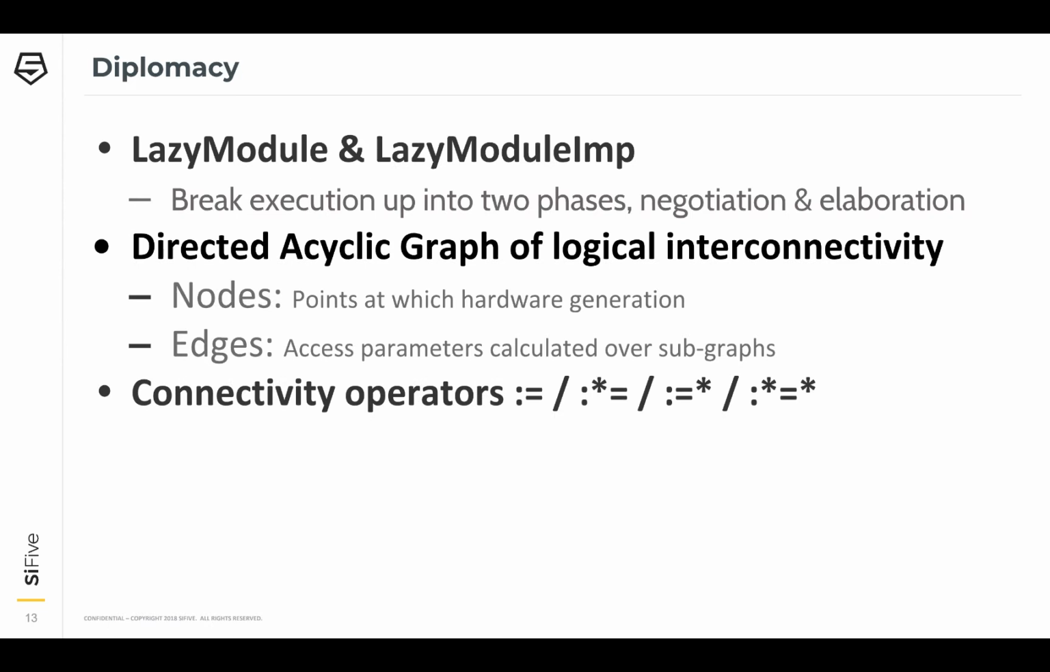Okay, so diplomacy is a pretty deep topic because it's how we interconnect basically all of the generators in the chip at this point. But just to give you a quick flavor, the fundamental thing it does is it adds an additional step to Chisel. Normally in Chisel you're creating modules, which are Scala classes, and the constructor of the Scala class contains all the hardware that the module contains. It contains the Chisel wires, regs, and muxes, right?